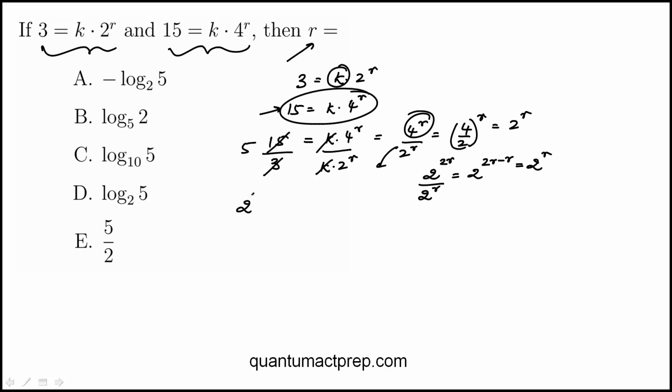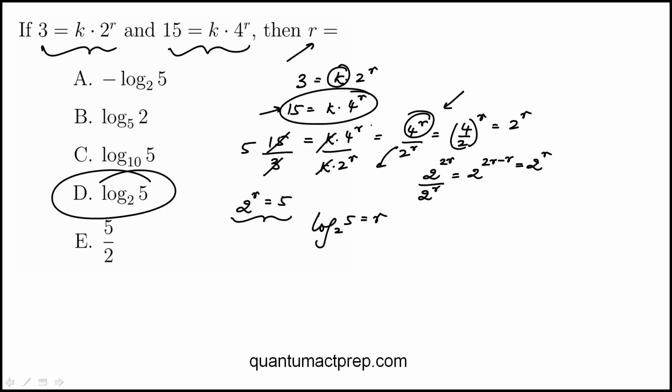So we end up with 2 to the power of r is 5, and that means that r, which is the exponent here, is log base 2 of 5, and that's answer choice D. So this is one way to do it. I'm sure everyone is going to do it slightly differently. You can also substitute k from the first equation into the second, which is really equivalent to dividing.